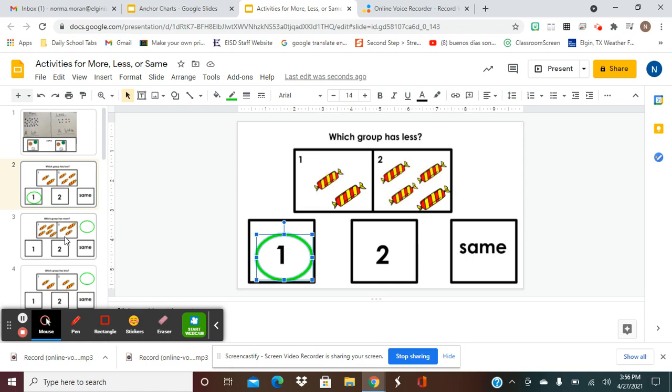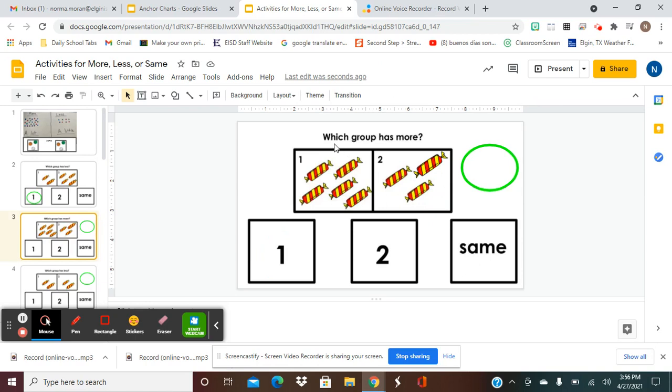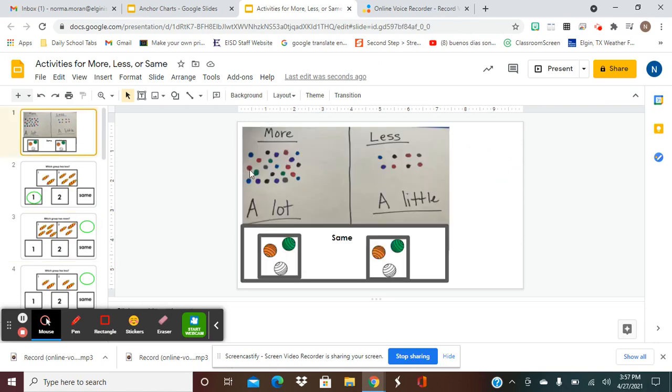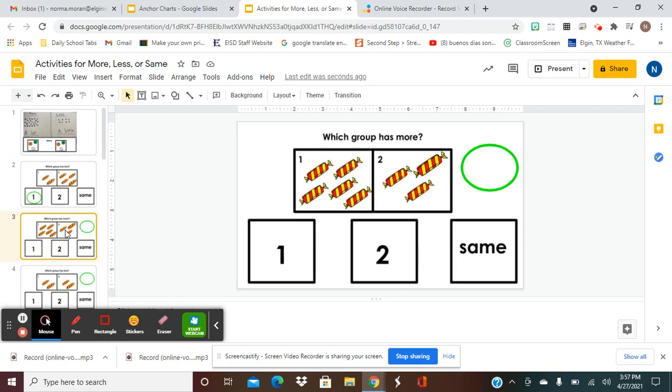All right, let's go to our next activity. It says up here, which group has more? So is it group 1 has more or group 2 has more? Remember, more means that it has a lot. So which one has a lot? Is it group 1 that has more, or is it group 2? Group 1 has 1, 2, 3, 4, and 5. So group 1 has 5, and group 2 has 1, 2, 3.